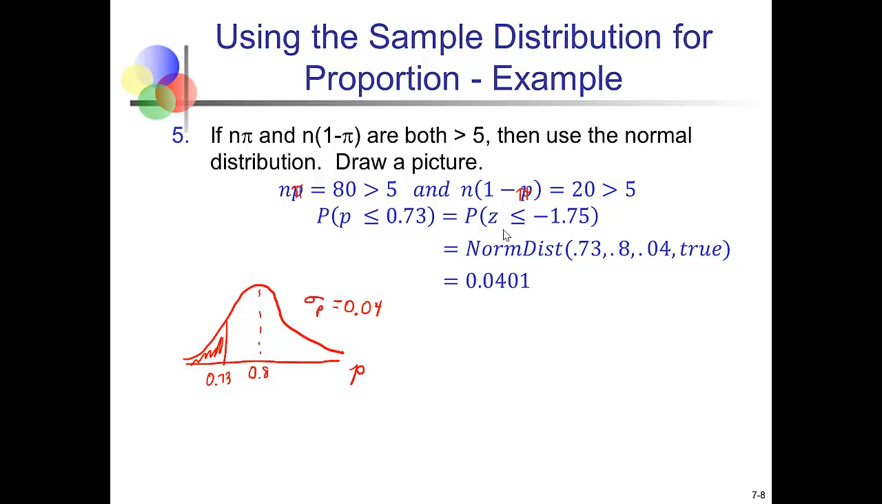You could also do this using the standard normal distribution table. So you would have to take your 0.73 and convert it into a z-score. So here I've taken 0.73 minus 0.8, divide that by 0.04, and I get minus 1.75. In other words, this 0.73 is 1.75 standard errors below our 0.8. The probability will be the same looking in the table as it is when we use NORM.DIST. We're still going to get this 4% chance of being less than or equal to 0.73.